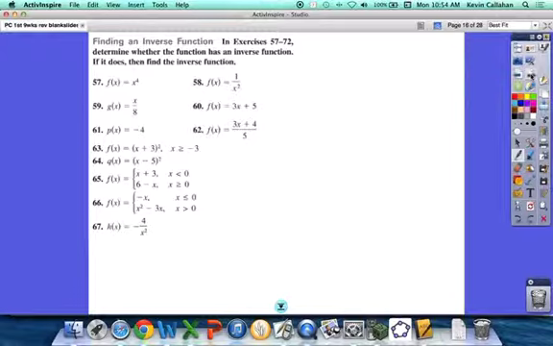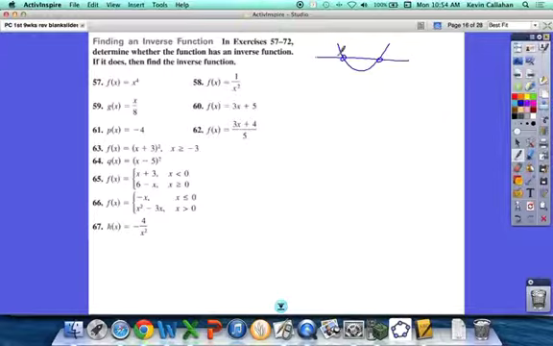Right. So remember, a vertical line test, like if I had y equals x squared, it's a function. It passes a vertical line test. But it doesn't have an inverse because it would fail a horizontal line test. Right. So the check to see whether something has an inverse is called the horizontal line test.